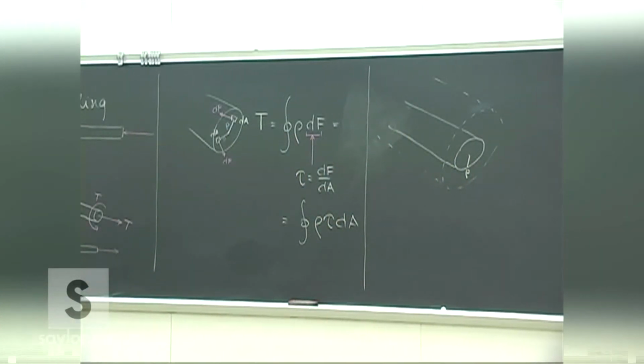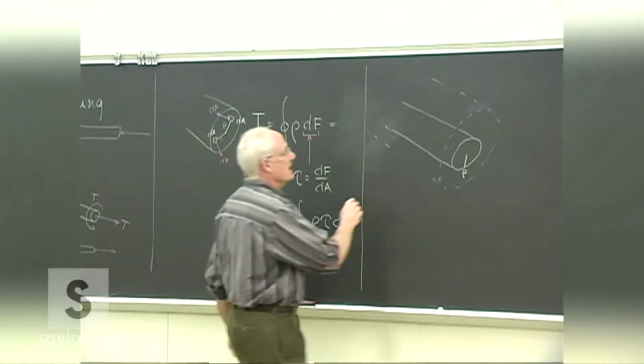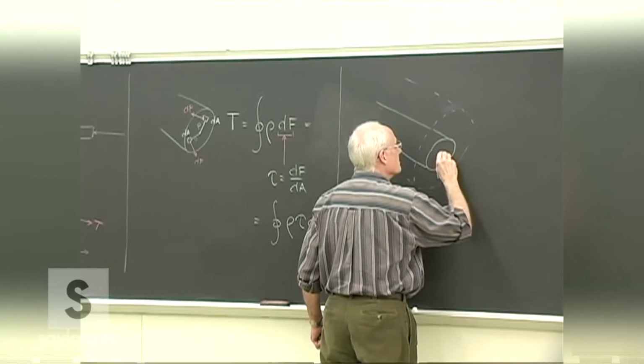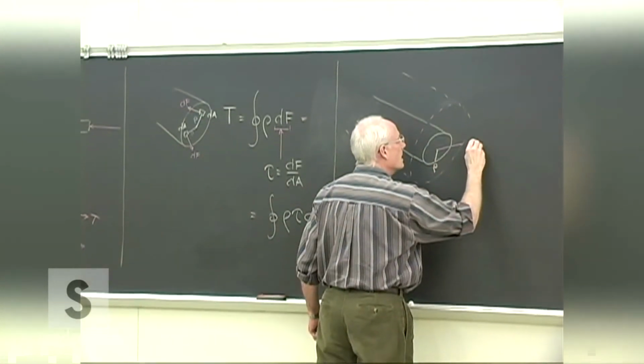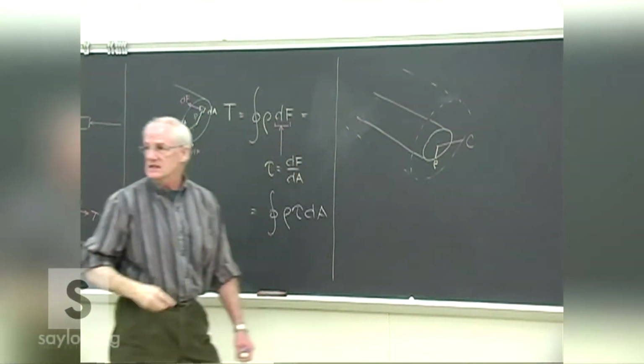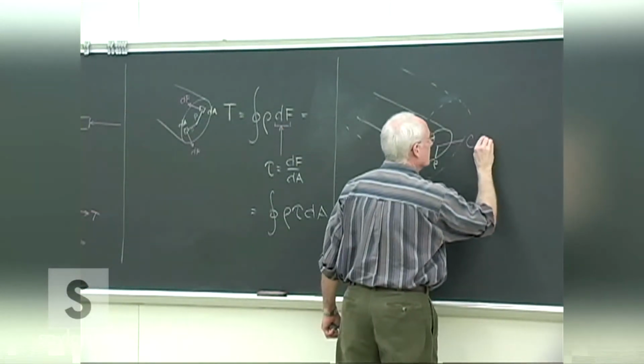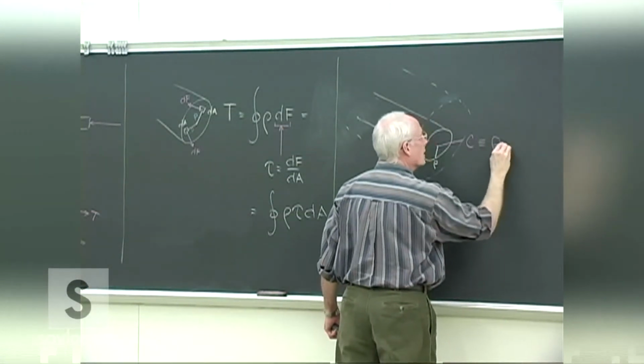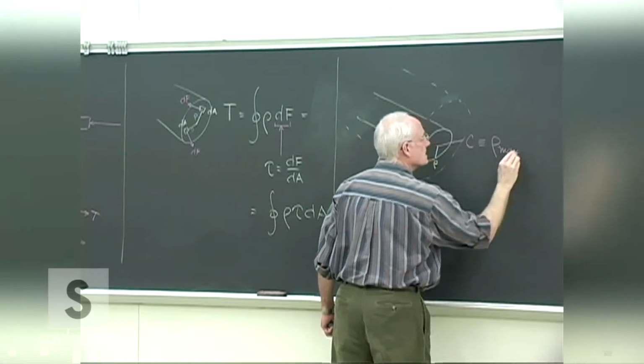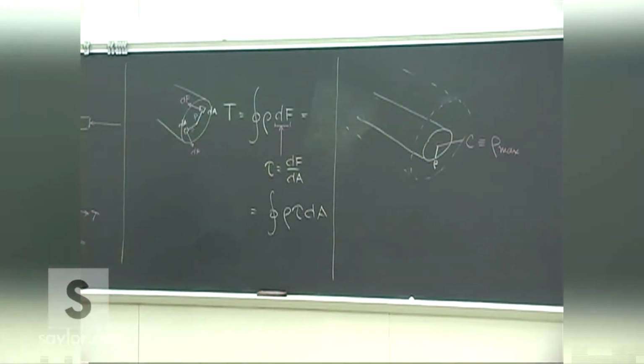Now here's another convention we're going to use from here on out as well. The outer radius, the maximum rho, we're going to designate as C. So C is defined as rho max, where rho is the radius, the distance from the axial direction. From the axial direction, not along the axial direction.